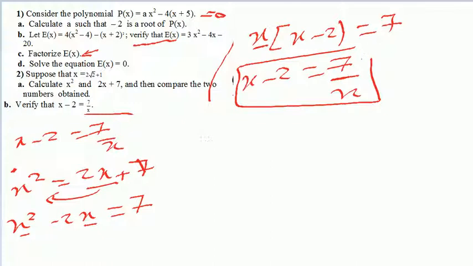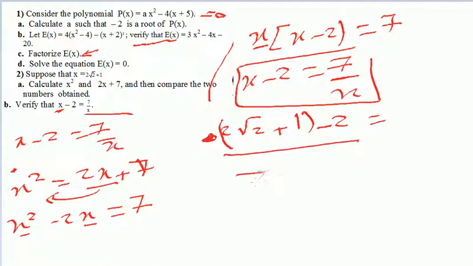Okay, I can do it another way. Just replace x here by 2 radical 2 plus 1. This is the value of x minus 2, and prove that this value is the same as when I put 7 divided by x. Okay, it's very easy. You can do it alone.